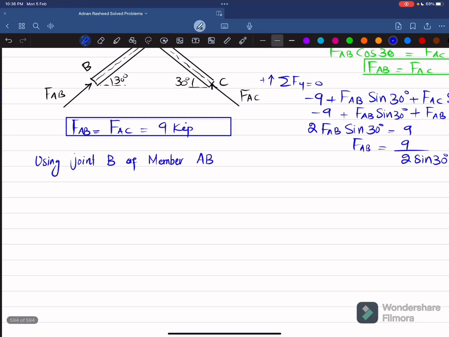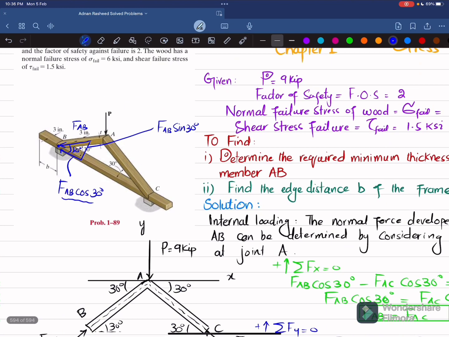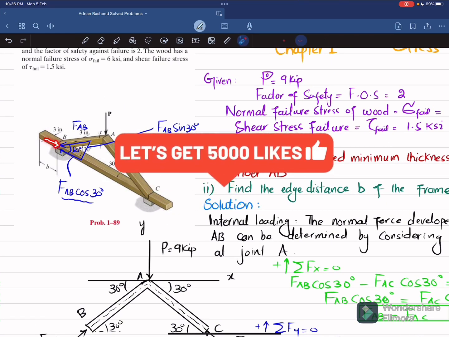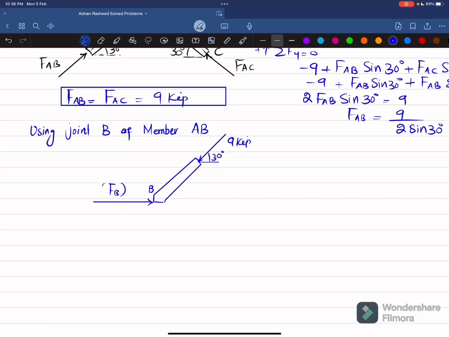So what I'm going to say is that this is the member AB. Clear? And this was the joint like this. This is the member, so force in this member was 9 kip, and it will have two components. This is 30 degrees. Clear? And this is your point B. So at point B, you can check that it will have a reaction force in horizontal as well as in vertical direction. So I will write this horizontal component as FBX and the vertical component as FBY.